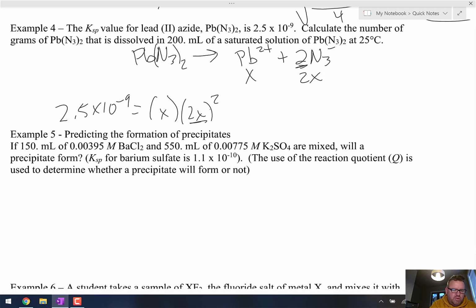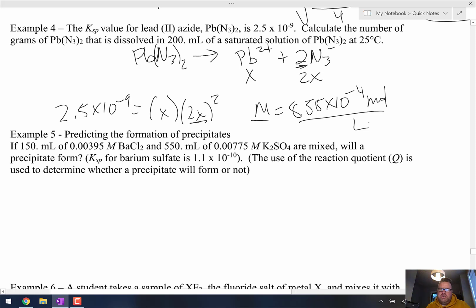So I'm going to take 2.5 times 10 to the negative ninth divided by 4, and then take the cube root of that answer, which equals 8.55. So the molar solubility equals 8.55 times 10 to the negative fourth, and that's moles per liter. Now let's read the question though. Calculate the number of grams that's dissolved in 200 milliliters. So that's how many moles dissolve per liter.